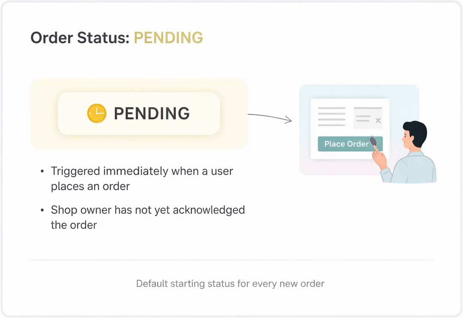The first status in the lifecycle is pending. The moment a user places an order on the website, the system automatically assigns the pending status to that order. At this point, the shop owner hasn't done anything yet. They haven't acknowledged it, they haven't started preparing it. It's just sitting there, waiting. This is the default starting point for every single order in the system.